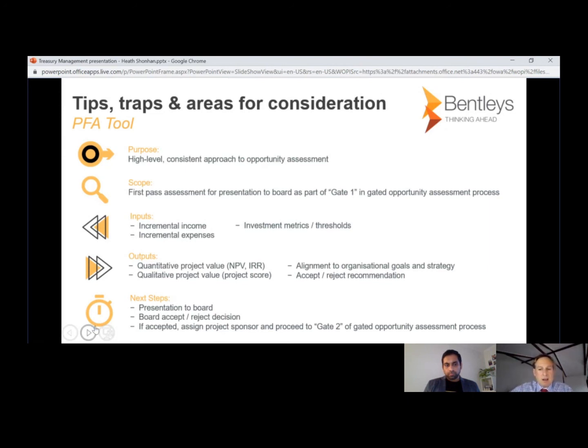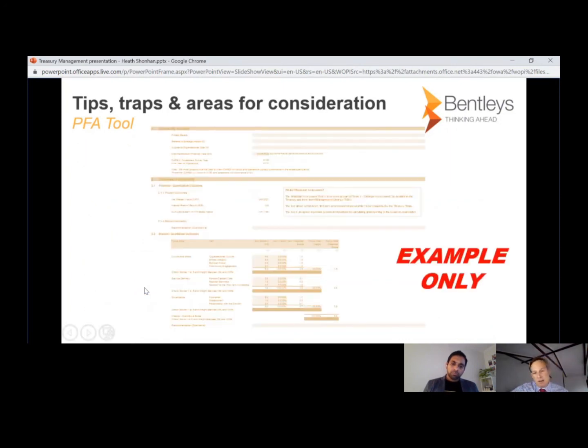We mentioned before at the outset a PFA tool, a project financial assessment. The purpose of this is to provide a high level and consistent approach around assessing your opportunities. Anything that is an incremental income or an incremental expense to your organisation really benefits from this first pass through the project financial assessment. And outputs should be both quantitative, so the financial project value, NPV, IRR, cash flows, and how they align to organisational goals, as well as qualitative project value. So a project score involving an accept or reject recommendation that incorporates mission and identity if relevant.